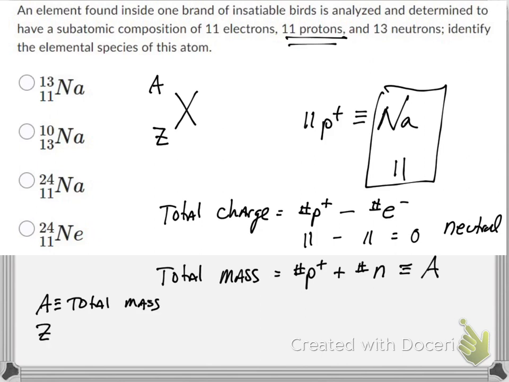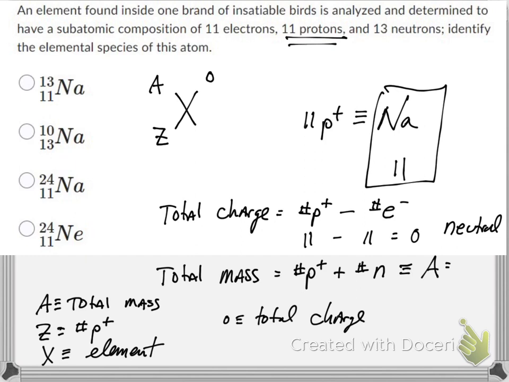So to summarize, A is the total mass, sum of protons and neutrons. Z is the number of protons. X is the element identity. And the charge there is 0, the total charge. The total charge is the difference between number of protons and the number of electrons. Okay, so doing that, the total mass is 24, and we would pick sodium 24 as the answer.